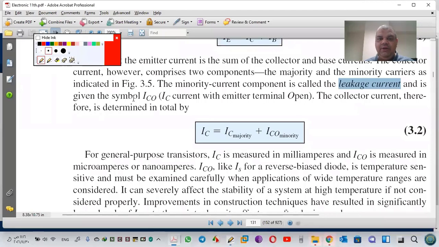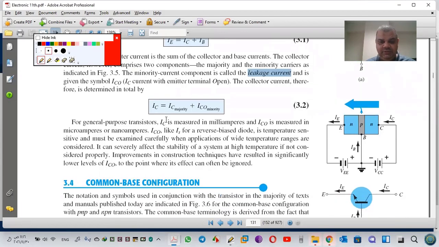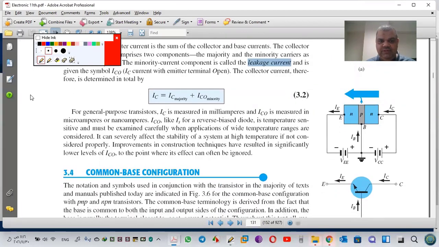Now, I'm going to use the ICO symbol, the IC current with the emitter terminal open. So ICO or IS, simply. But here I'm going to use ICO or IC minority. Any question about this? Those two formulas, 3.1 and 3.2, are memorization. You have to know and study them because you have to use this data.